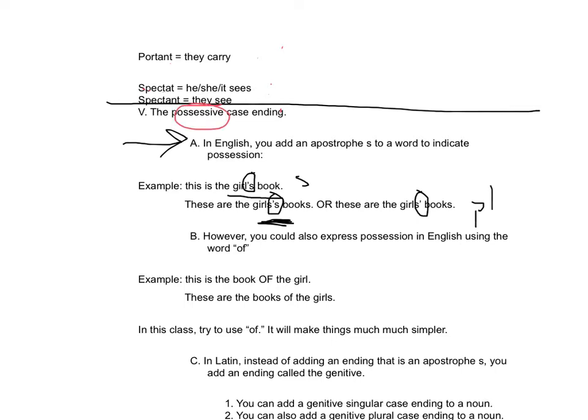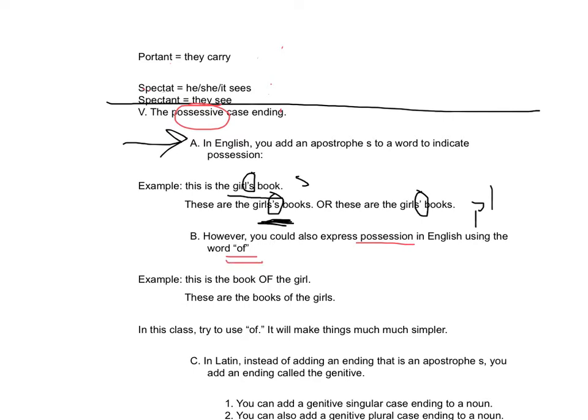You could also express possession in English using the word of. I would prefer in general that your translations of the genitive case ending use of in this text, because the genitive is not only used for the possessive. Your textbook starts with the simple use of the genitive case ending, which is for possession. But there are other uses of the genitive, and if you always use of for the genitive, you'll never be wrong.